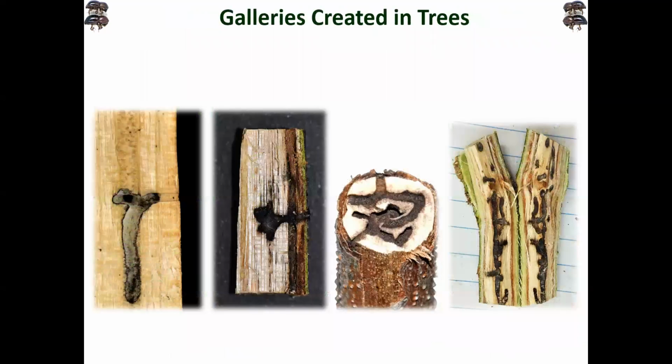Now, the females are creating a series of tunnels and galleries deep within the tree. And so they're going well beyond the phloem and tunneling deep into the heartwood. And so the extent to which they're tunneling really depends on the species of the tree, but you can see several different examples here.